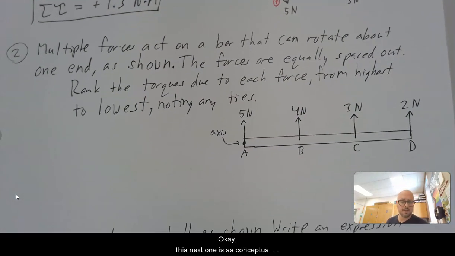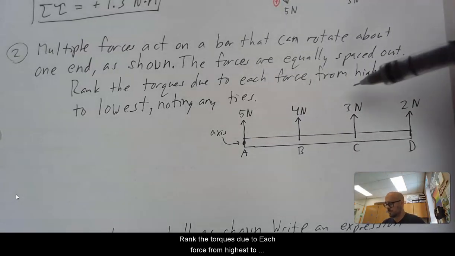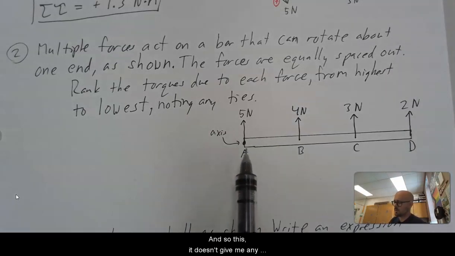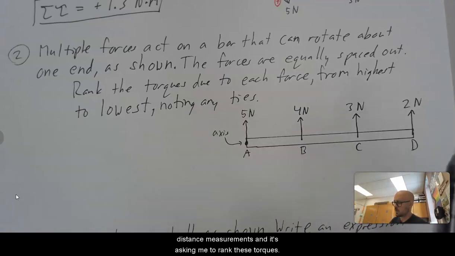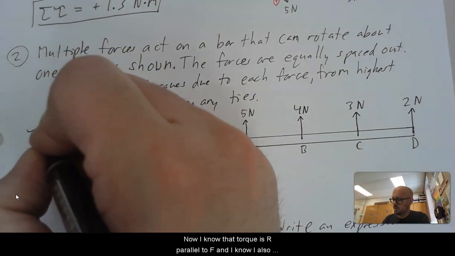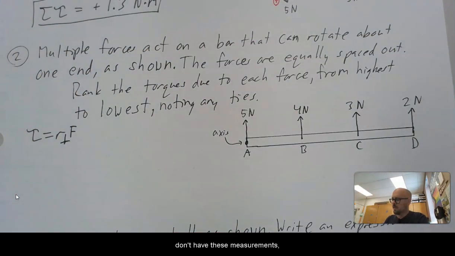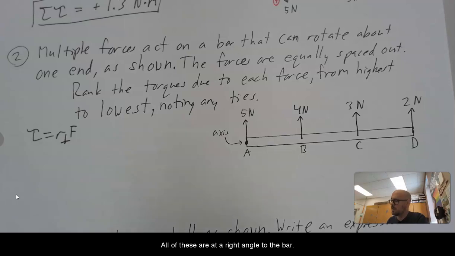Okay, this next one is as conceptual as it is a calculation. Multiple forces act on a bar that can rotate at one end as shown. The forces are equally spaced out. Rank the torques due to each force from highest to lowest, noting any ties. And so it doesn't give me any distance measurements, and it's asking me to rank these torques. Now, I know that torque is R parallel to F, and I know I also don't have these measurements. So I'm not going to include the sine theta. All of these are at a right angle to the bar.